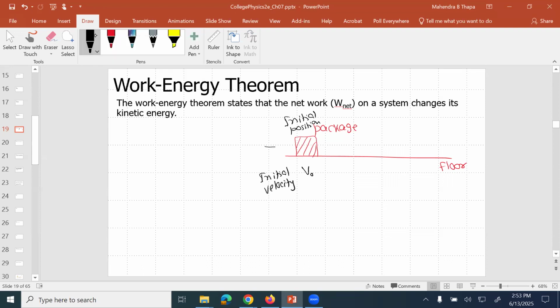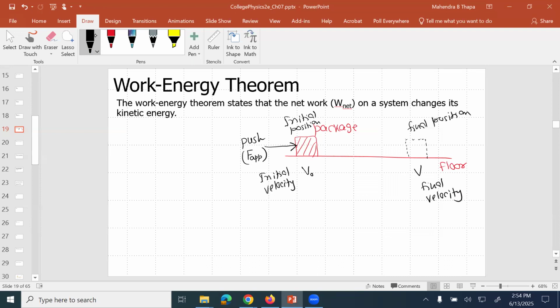When we apply an external force or push, we call it FA, the symbol APP, external force. Because of this external force, it will move and reach here. So this is the final position of the package. At that point, the initial velocity changed to V. So this is the final velocity.